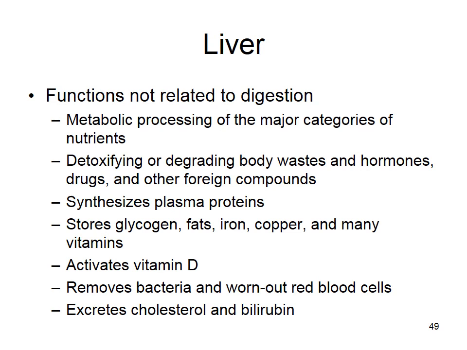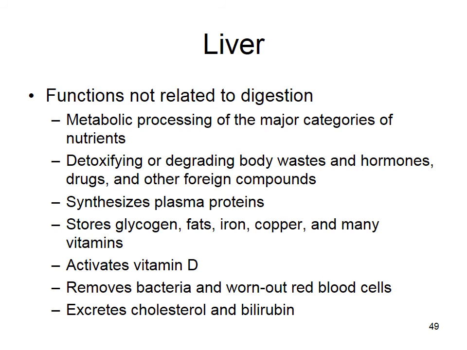The liver does a whole bunch of things. Some of them are not related to digestion. It processes the major categories of nutrients, so it processes lipids, proteins, and carbohydrates. It detoxifies or degrades body waste, so hormones that are no longer needed, any drugs you take in, as well as other foreign compounds, so food additives, etc. It makes most of your plasma proteins, except for your antibodies. What cells make your antibodies? Plasma cells, which are B cells.